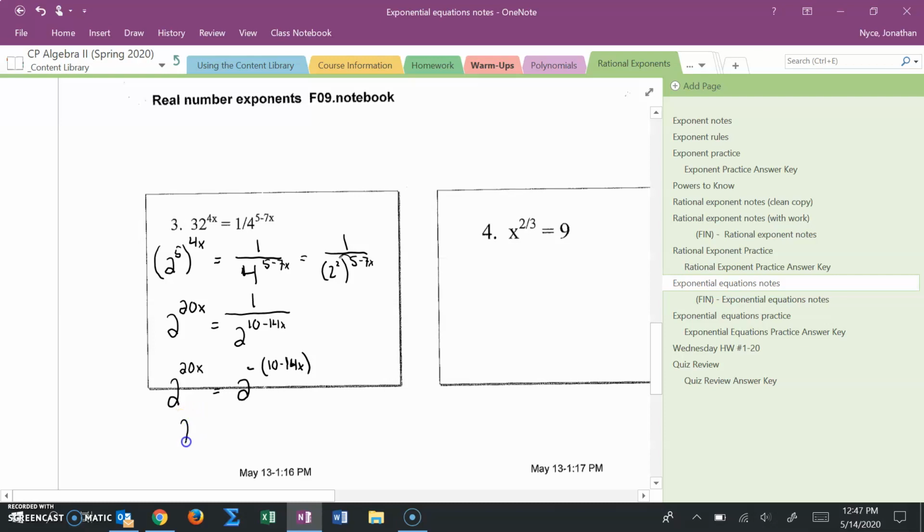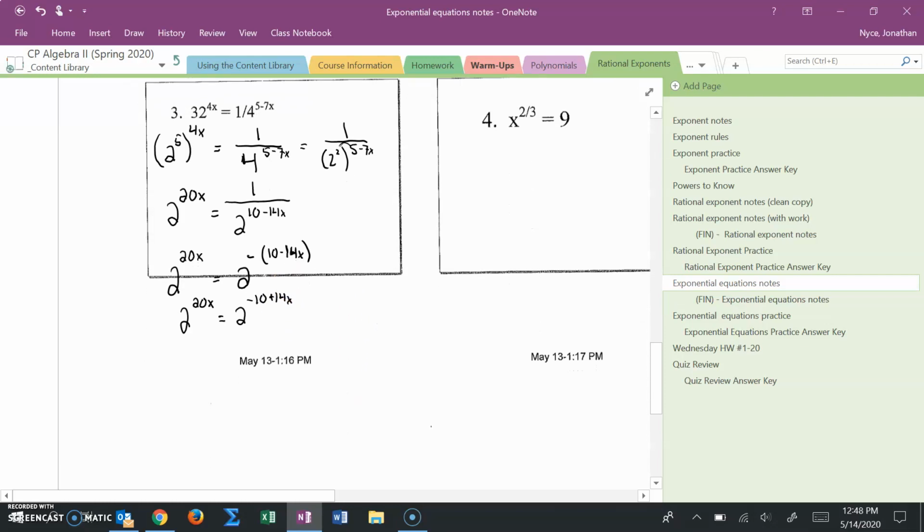And then we have 2 to the 20x on the left-hand side and 2 raised to the negative 10 plus 14x on the right-hand side. Bases are the same, therefore the exponents have to be the same. 20x equals negative 10 plus 14x.